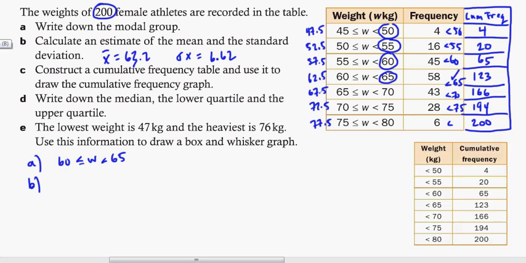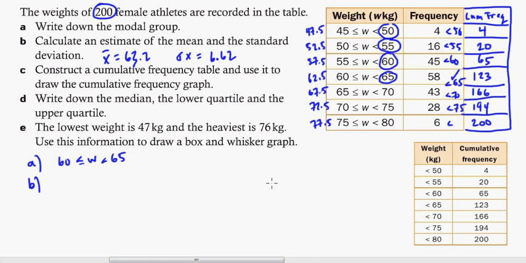Okay, so I just added this digitally, so it looks better. So, less than 54. The point is just you have to add these together. So 4 plus 16, then plus 45, and so on. You get the cumulative frequency. Now, they want us to draw a cumulative frequency graph.